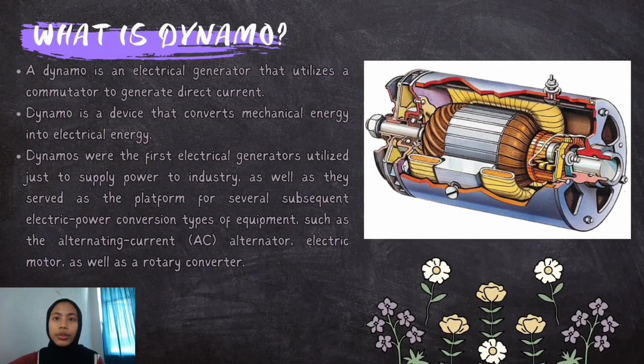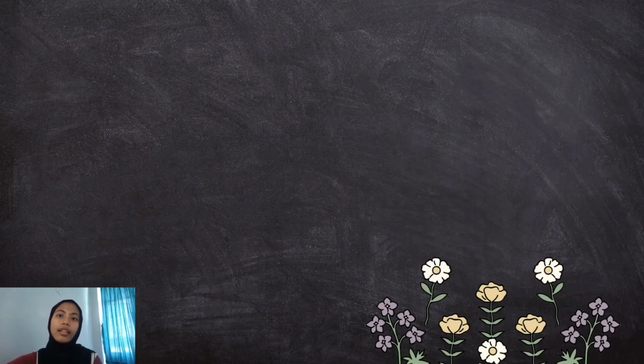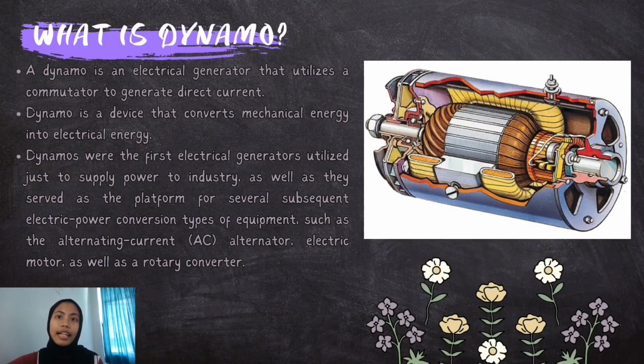So what is a dynamo? A dynamo is an electrical generator that utilizes a commutator to generate direct current. A dynamo is a device that converts mechanical energy into electrical energy. Dynamos were the first electrical generators utilized to supply power to industry, and they serve as the platform for several subsequent electric power conversion types of equipment, such as the alternating current AC alternator, electric motor, as well as the rotary converter. Next, Izzatul will explain more details about dynamos.